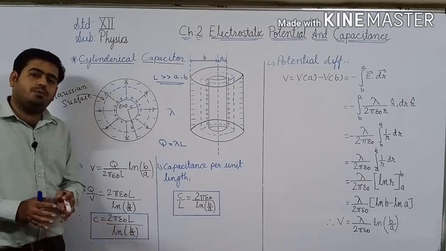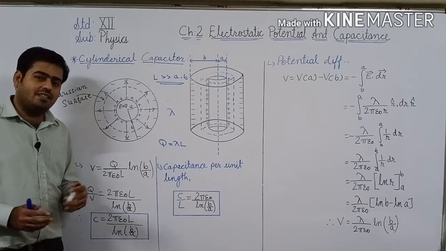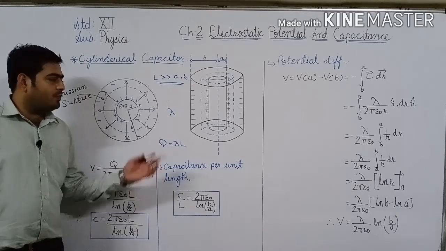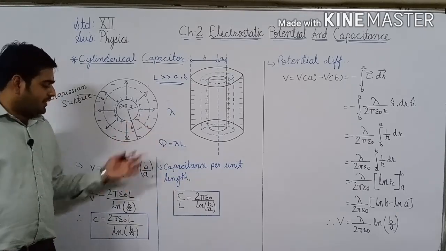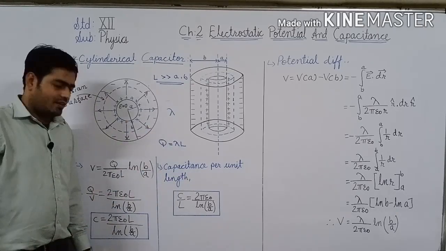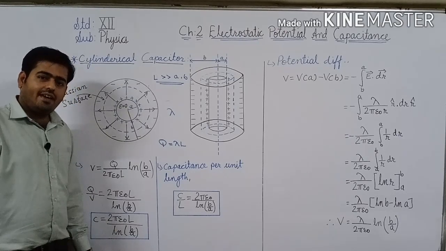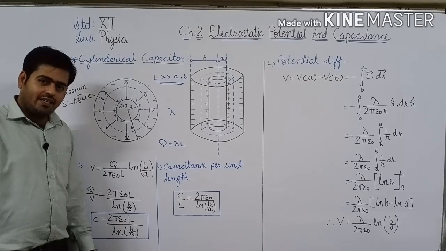I hope the concept of spherical capacitor and cylindrical capacitor is clear to you. We can take any arbitrarily shaped conductors to form a capacitor and obtain the formula of capacitance. Please remember the formula of capacitance of a cylindrical capacitor and of a spherical capacitor.